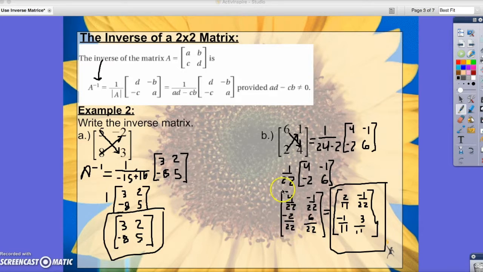And these 3 numbers I could simplify, right? 4 and 22 are divisible by 2, so you get 2 11ths. Down here you get negative 1 11th because they're both divisible by 2. And 6 and 22 are divisible by 2. So sometimes they don't always work out nice and neat.